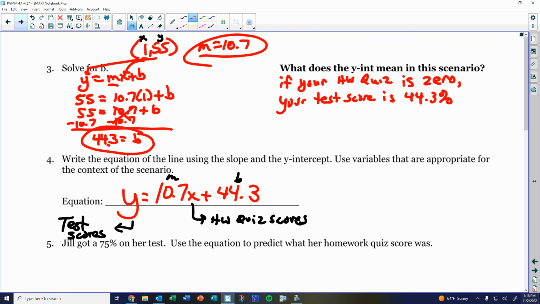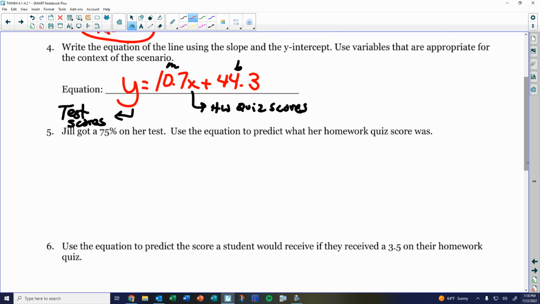All right, so I can use this equation to help me out. 75% is a test score, so I'm going to replace y with 75, and we're going to solve for x to be able to figure out what they're asking us. So this is a two-step equation. How do I solve this two-step equation? Tyler? Subtract 44.3 from 75. Correct. I've got to get rid of everything outside the x, which is this.